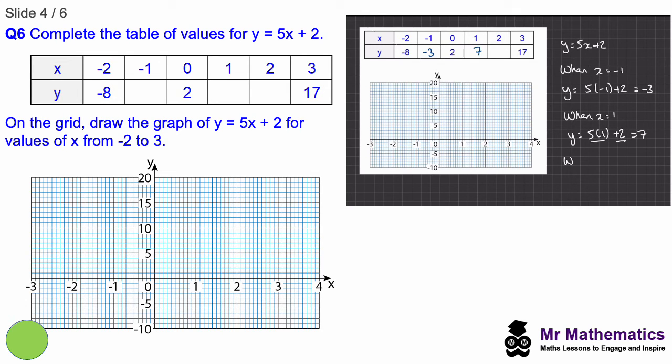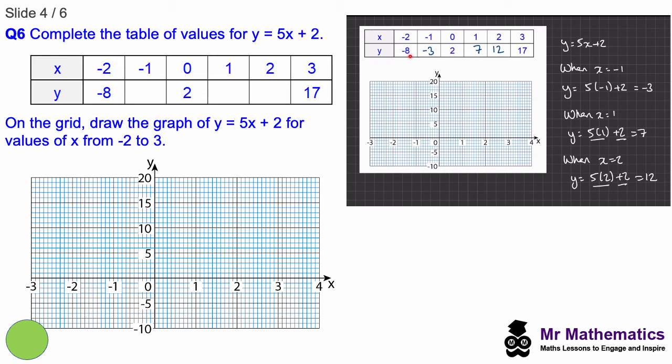And then when x equals 2, y is equal to 5 lots of 2 plus 2. 10 plus 2 is 12. Now we can check that this works because in our table, every value goes up by 5, which is from this 5 here. So we know that this works. Add 5 each time and we do get these numbers.